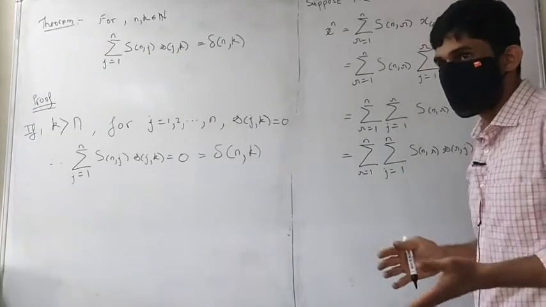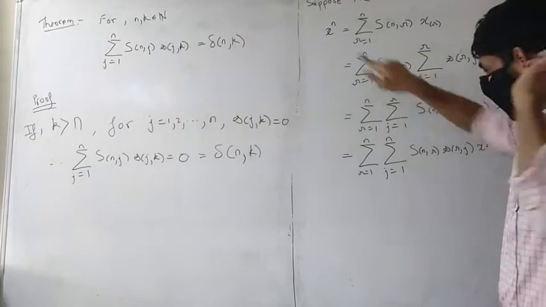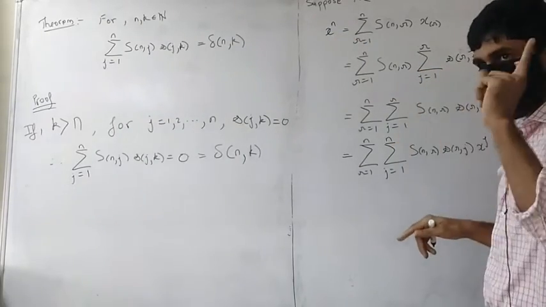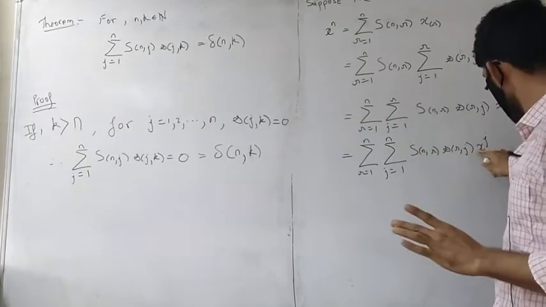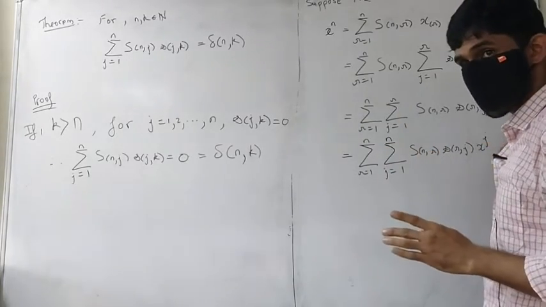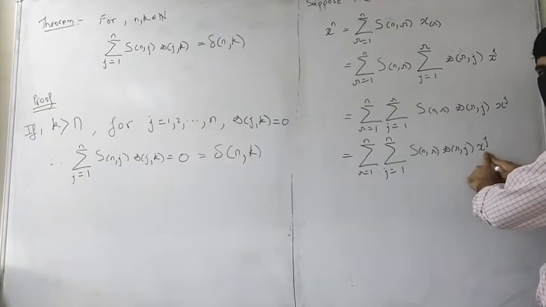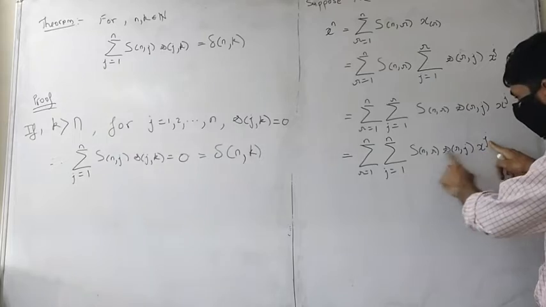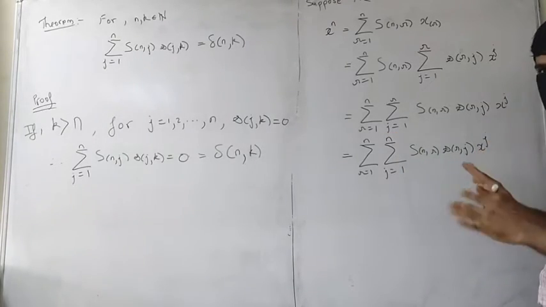Let me tell you what I am trying to do. I am going to represent x raised to n in terms of x raised to 1, x raised to 2, up to x raised to n. So I am trying to pull out the coefficient of x raised to j, where j altogether is going to vary from 1 to n.